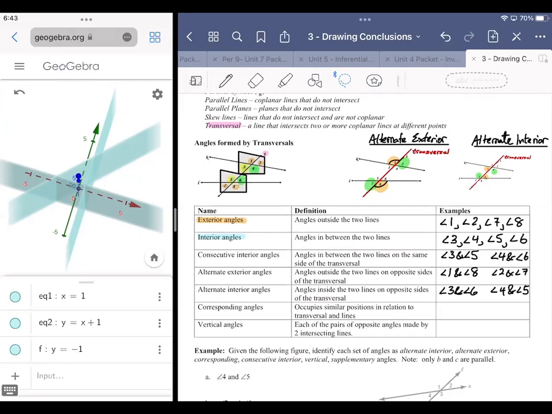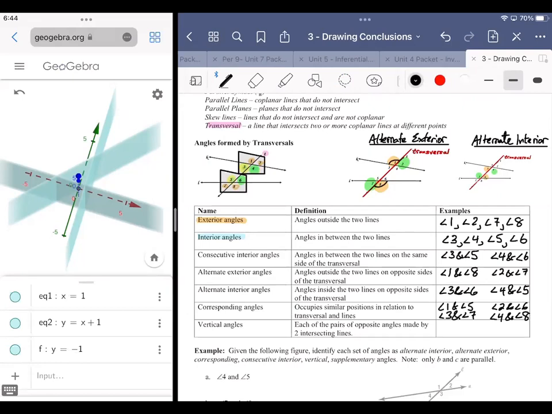Just listing it all is kind of a pain. 1 and 5, 2 and 6, 3 and 7, 4 and 8. All right.